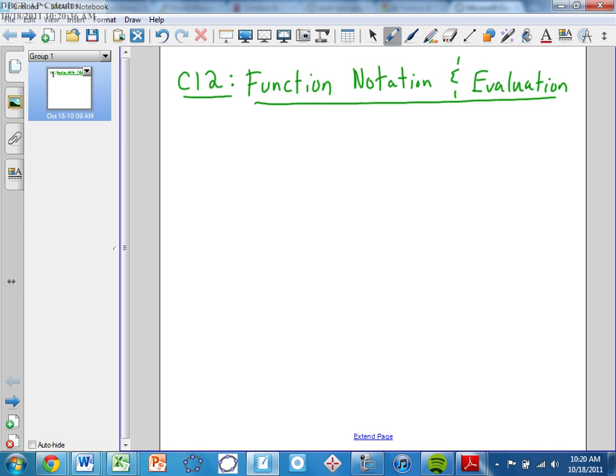Concept 12 you see on the list as function notation. I added the words "and evaluation" of the words, okay? So we are looking at what functions are and how they are written. And we are looking at the value of a function.